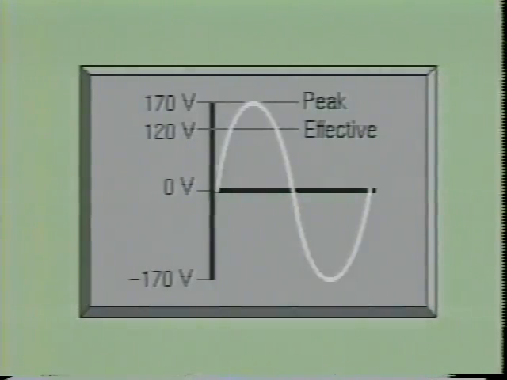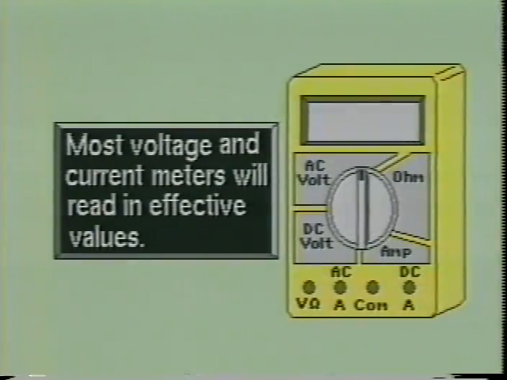The 120 volts in your home is actually a sine wave voltage with an effective value of 120 volts. The peak value of this voltage is actually 169.68 volts. All AC voltmeters and current meters will read effective values unless otherwise stated. When we speak of an AC voltage or current, we mean its effective value.